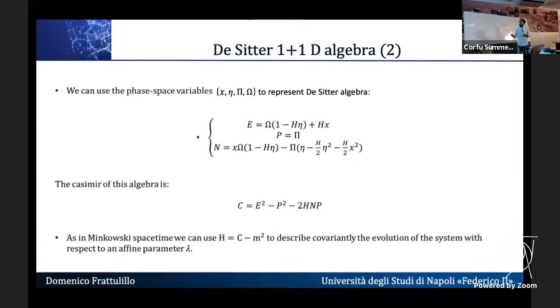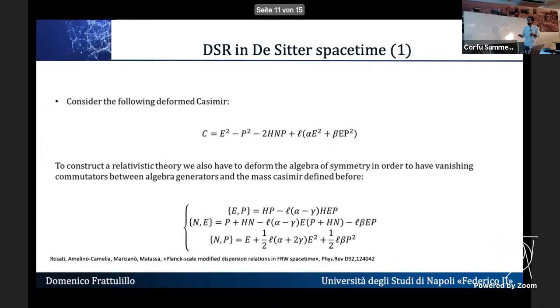Now we can use the phase space variables x, eta, pi, and omega that we have defined to represent the algebra, and the standard representation is the following one. And we can calculate the Casimir of this algebra, which is given by the following expression. And as in Minkowski spacetime, we can consider a covariant formulation of the kinematics, introducing the Hamiltonian constraint H, which is given by the difference between the mass Casimir and the mass squared of the particle. And we can again use it to describe covariantly the evolution of a physical system.